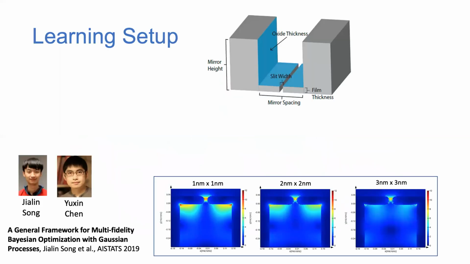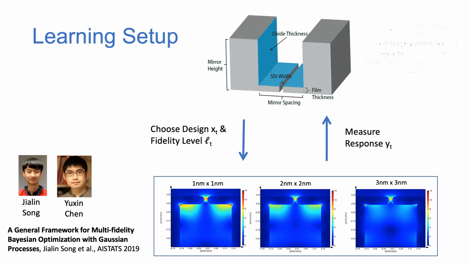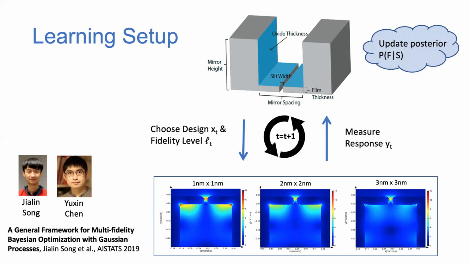So that's the learning setup. So we have the structure, in this motivating application, it has 7 degrees of freedom. We choose an X. We choose a fidelity level, so which fidelity of experiment we want to run. We measure a response. We update our posterior, and we repeat. That's the setting here. This is the standard setting for multi-fidelity Bayesian optimization.